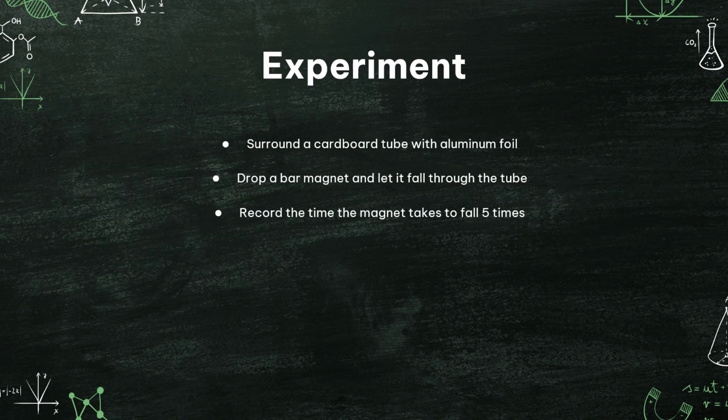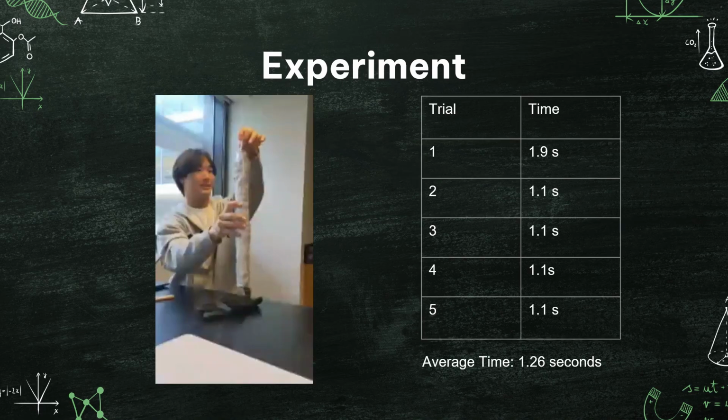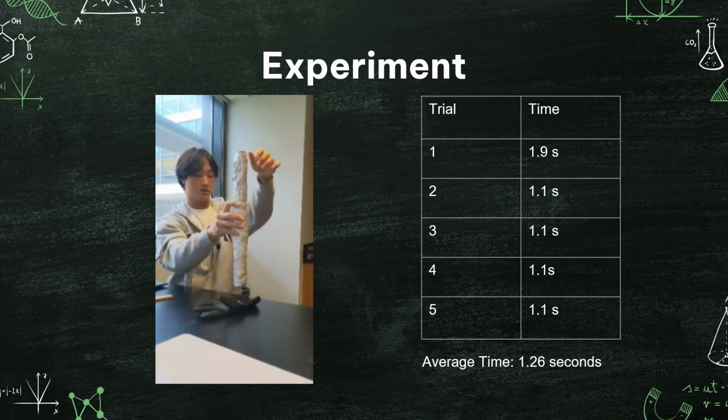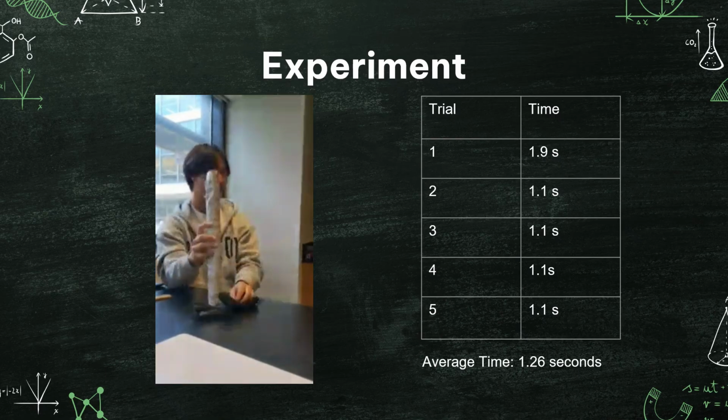Within this experiment, we were tasked with surrounding a cardboard tube with aluminum foil, dropping a bar magnet and letting it fall through the tube, and then recording the time it takes for this magnet to fall, doing this 5 times. Now on the left is the video of my group doing this, but I'm just going to show you as a picture because the video quality is very bad. You can't even see the magnet, but that's kind of what the setup looks like.